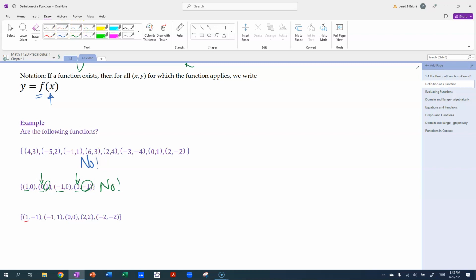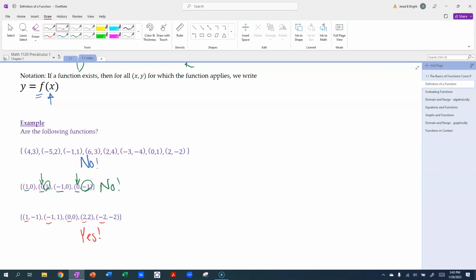Okay, last example. I'm going to look at the domain elements 1, -1, 0, 2, -2. If this were to represent a relation, do I have any repeated domain elements? No, I don't. Since I don't have a repeated domain element, I don't need to check to see if a single domain element goes to two different range elements. There's not a possibility of a domain element going to two different ones if there's only one domain element appearing ever. So this one is a function.